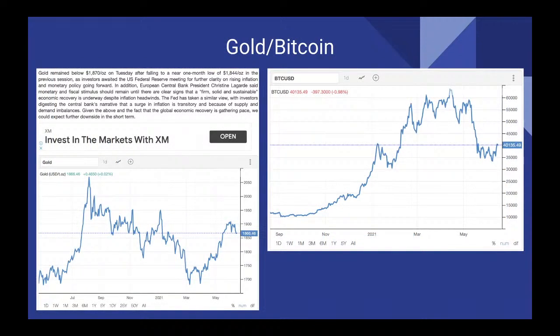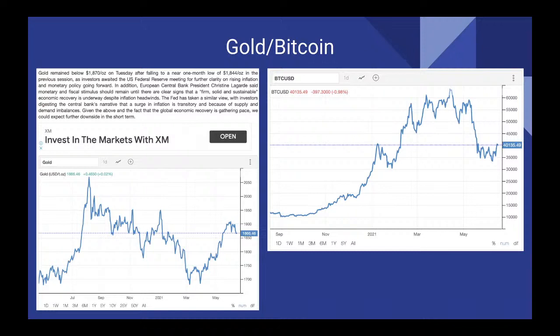This is gold and Bitcoin. Left side is gold. Gold is actually very interesting. From March, after it hit the bottom, it's coming back again. It's going up. Again, recently, just 1 week or so, after it hit 1,900, it's coming back again. So let's see how it goes.